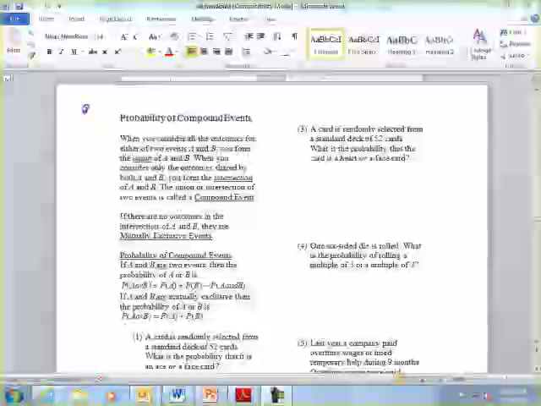Compound events, and this is where we are still just, like we did in the last lesson, rolling a die one time. We're just doing one particular thing, but where multiple outcomes are okay for us. So we are going to be concerned with events that are called mutually exclusive events. Mutually exclusive events means there's no way that both of those things can happen at the same time.